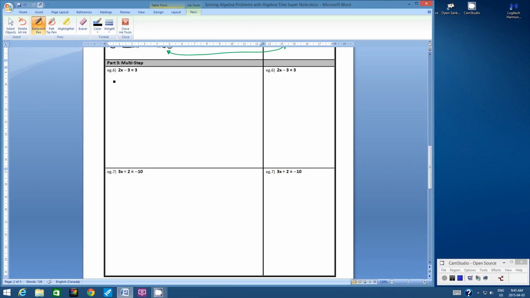So let's start with question 6. I've given you more room here, and there's a good reason for that: it involves one more step. You're getting very good at drawing algebraic equations and expressions using tiles, so let me give you a head start. I would like you to draw this question.